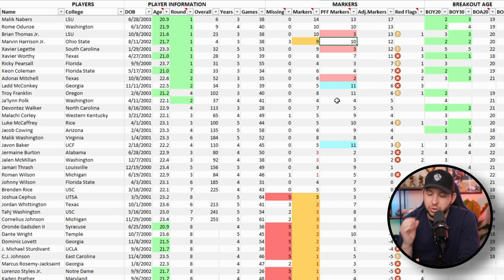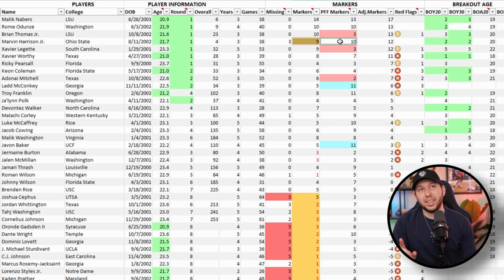The way that I'm going to be using this moving forward is that I generally want to see the PFF markers aligning more or less with my markers. So if they're both pretty similar, like I said, Neighbors 14 for me, 13 for PFF. Odunze 10 for me, 10 for PFF. Marv 9, or could have been up to 12 had he tested, 10 for PFF. I generally just want to see you in and around the same numbers for both of these marker systems.